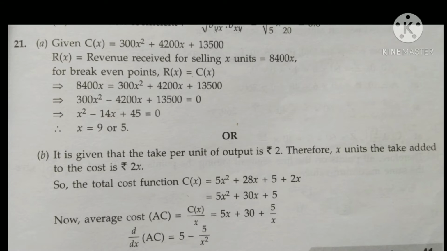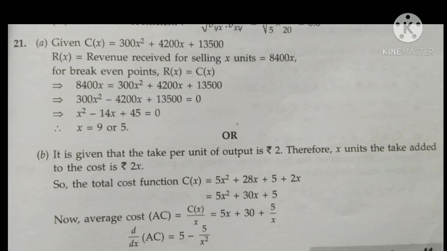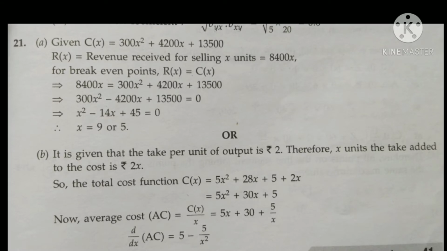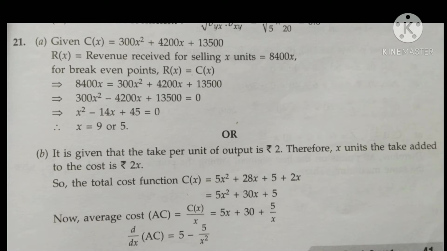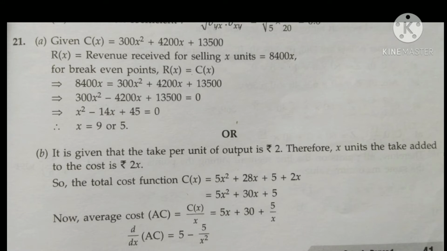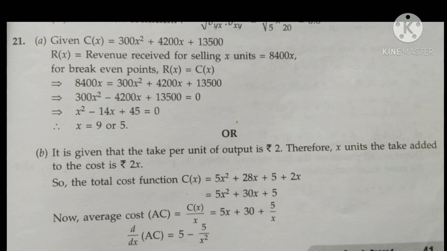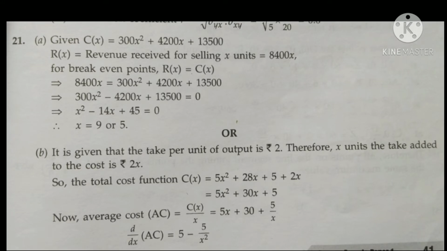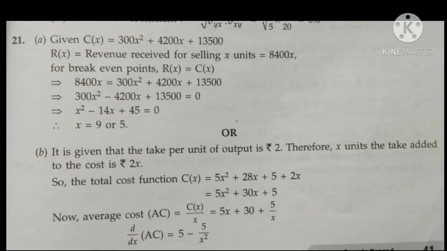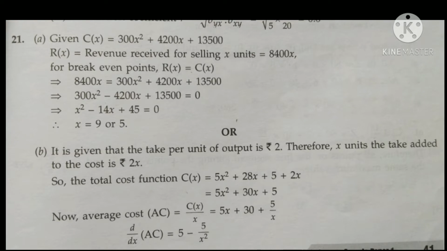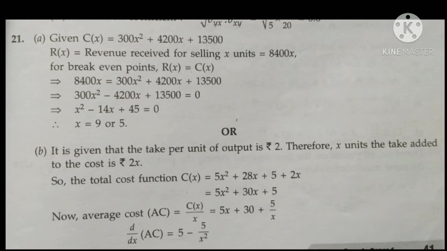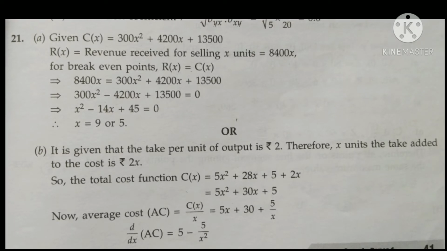Here C of x is equal to 300x square plus 4200x plus 13500, and revenue function is equal to 8400 into x. So at break even point we know that R of x is equal to C of x. By simplifying it we get x is equal to 9 or 5. Please follow the second sum in the previous page. We will discuss the answer first.